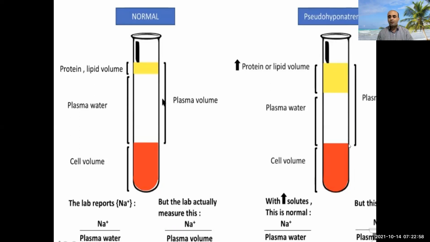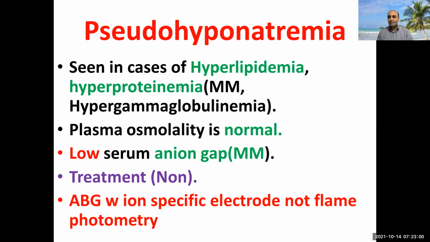Pseudo hyponatremia is seen in cases of hyperlipidemia and hyperproteinemia, multiple myeloma, and hypergammaglobulinemia, and the plasma osmolarity is normal, with a low serum anion gap. The most common question they will ask you is about multiple myeloma. What are the characteristics of multiple myeloma? Don't forget this patient has a low serum anion gap. The treatment for this pseudo hyponatremia is none. Don't treat any pseudo hyponatremia. ABG with an ion specific electrode will detect sodium.